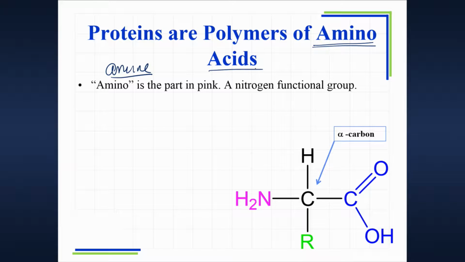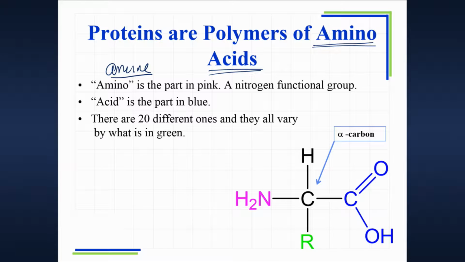Well, it's not just an amine, it's got the word acid in there. And the word acid, we know, comes from the term carboxylic acid. So we see a carboxylic acid group there. And we learned about that functional group when we talked about our organic functional groups. So this is a very important part of that.